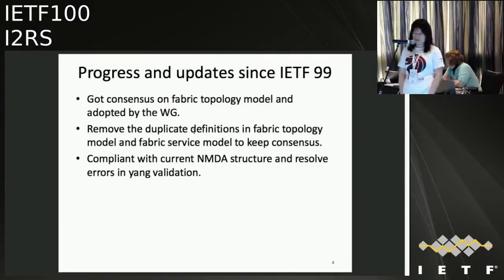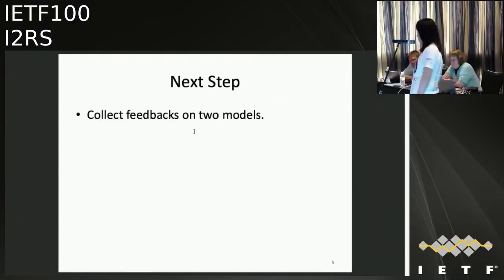So the previous slides give a recap of the work we are doing in I2RS. This is the progress since the last IETF meeting. Thanks for everyone's work. We got consensus on the fabric topology layer, the second layer, which lets the network provider manage their networks. This is adopted by the working group. We removed duplicate definitions between the two modules, and also provided an NMDA structure to resolve some errors in the YANG validation. Currently the two modules don't have any errors. There are some warnings, and I'm trying to fix them in the next version. We welcome further feedback to help improve these modules, and we will prepare the next version with no errors and no warnings.